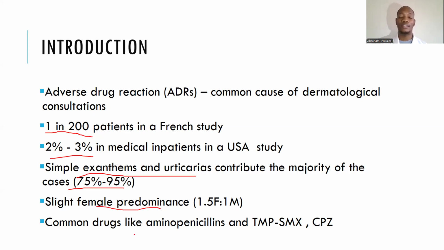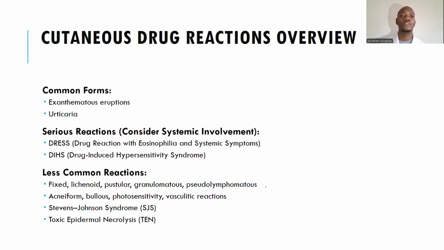In our setting, the common drugs that we usually see causing these reactions include aminopenicillin, septrin, and carbamazepine. If you're working in a psychiatric hospital, you will see carbamazepine and phenytoin being the common drugs. Patients living with HIV are usually given septrin, and people react to the sulfur in these drugs. And in general, we see patients taking aminopenicillin for different bacterial infections, and all these can trigger drug reactions.